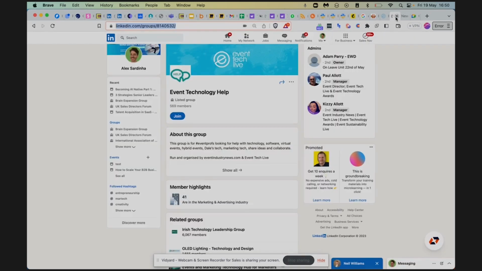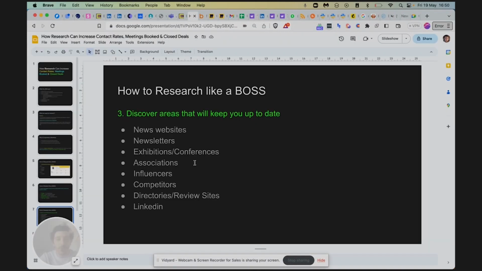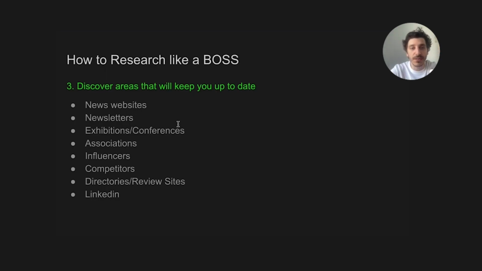Where was it? Event technology help. So this group is for event profs, so professionals looking for help with technology. So we found 969 members who are looking for help with technology. How great is that? And that can be done across the board. So depending on whether you need to see delegates or whether you need the exhibitors of the exhibition, that's how you'd go about it.